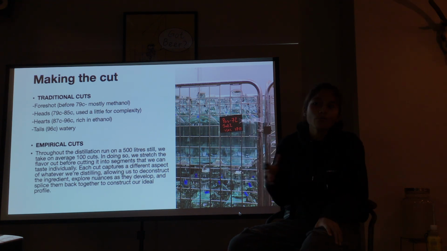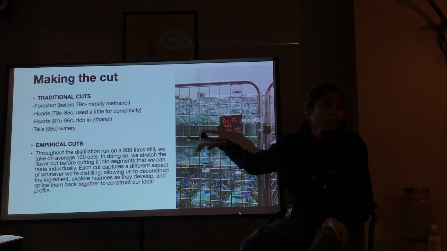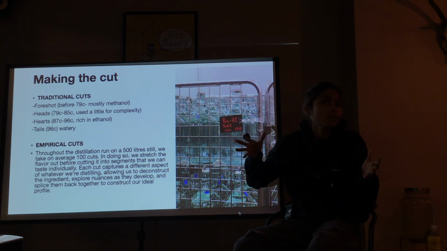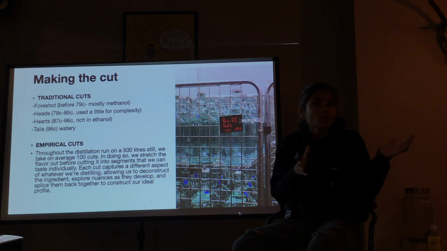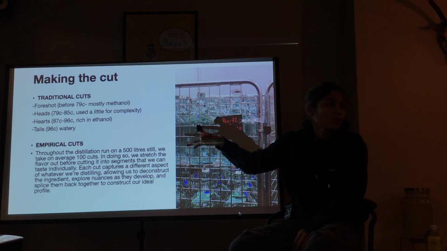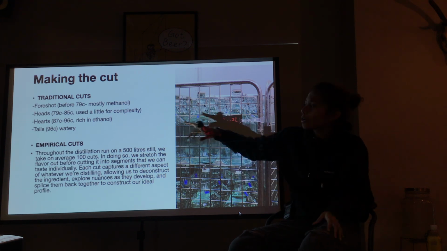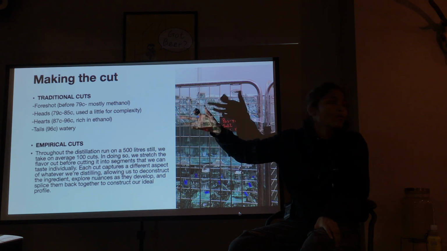Then the bulk of what everyone uses is the hearts. You use essentially almost every part of it. And then towards the end, you get tails, which is just like water, because tails come in from 96 degrees.